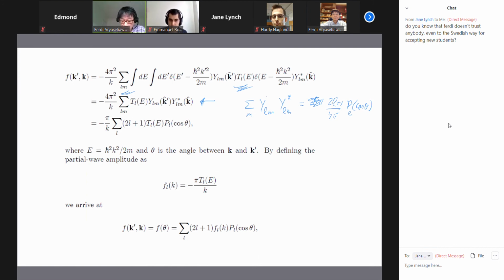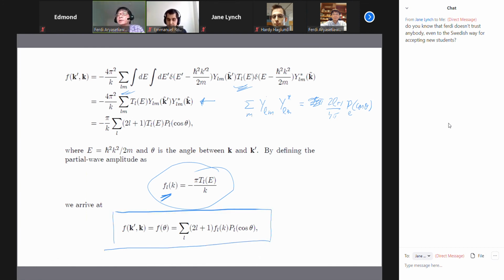And then we can just do some redefinition. This TL, we can just define this quantity FL. And we end up with this expression that we want to show. So you can see that the scattering amplitude is now decomposed in terms of its angular momentum component in terms of L.